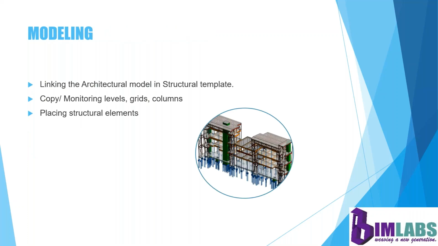So for modeling, we can link different files to Revit Structure. Like if you have a Revit architectural model, you can link it to this Revit Structure. Or if you have an AutoCAD file, you can just bring that file into Revit Structure and you can place the components.